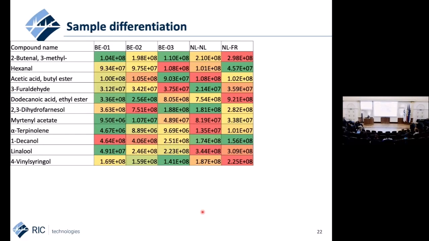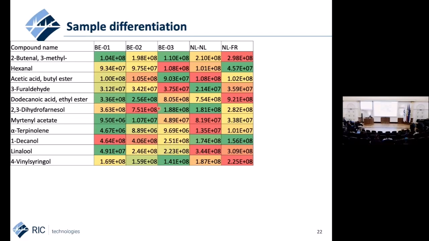Now, sample differentiation is very important for us: to know whether we can differentiate between brands, between countries, between producers, and so on. And you see here a very small table where we can definitely observe differences between the different samples. We have compounds like hexanol, which is very abundant in Belgian beer 3, which is from another producer, and less abundant in the other samples, and so on.